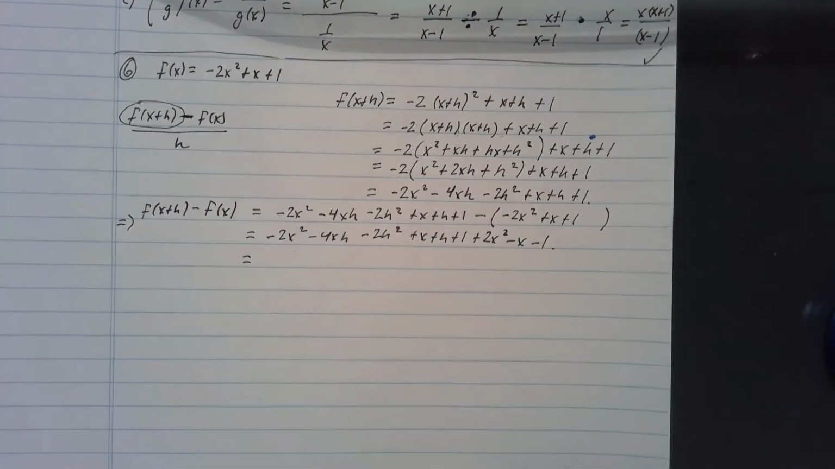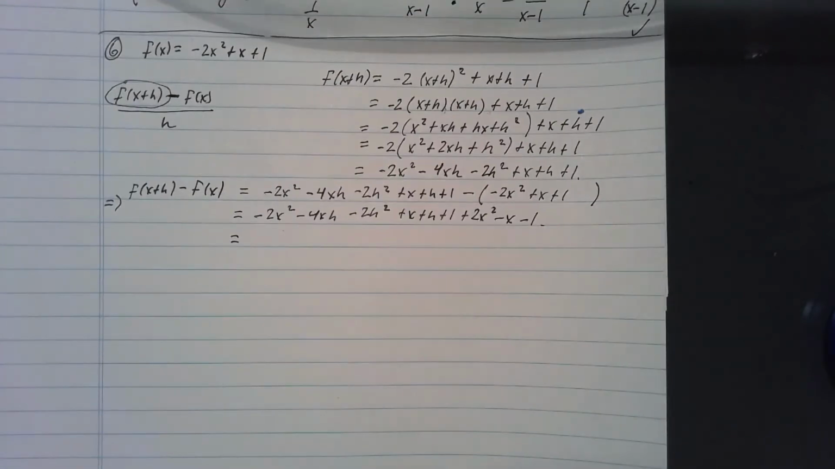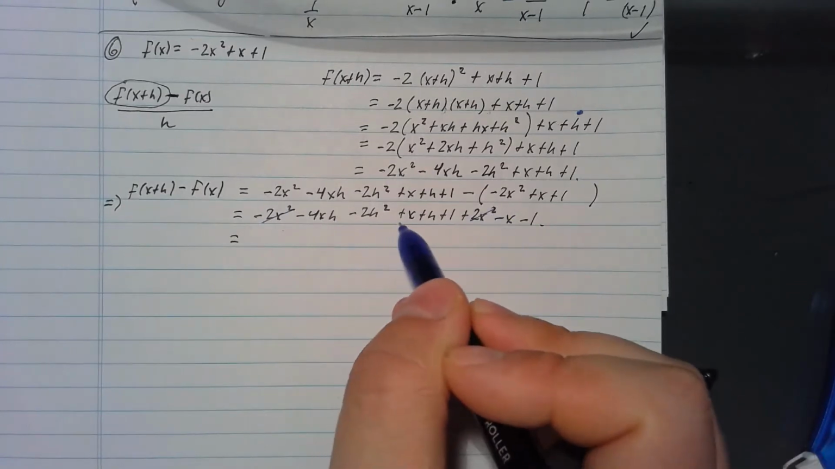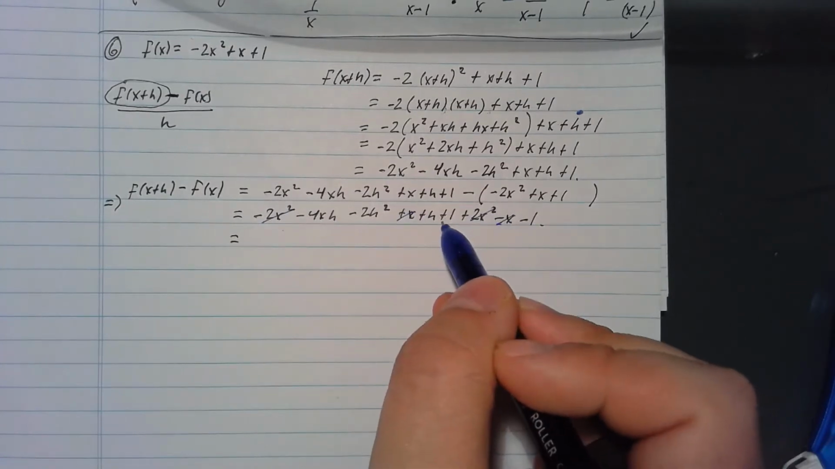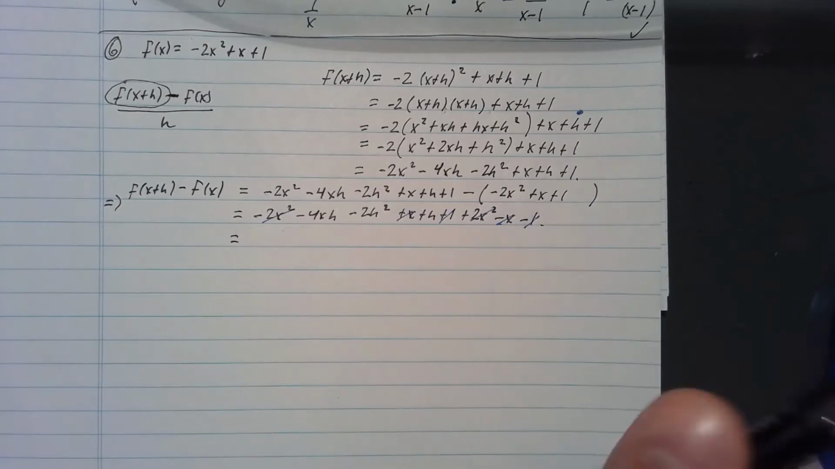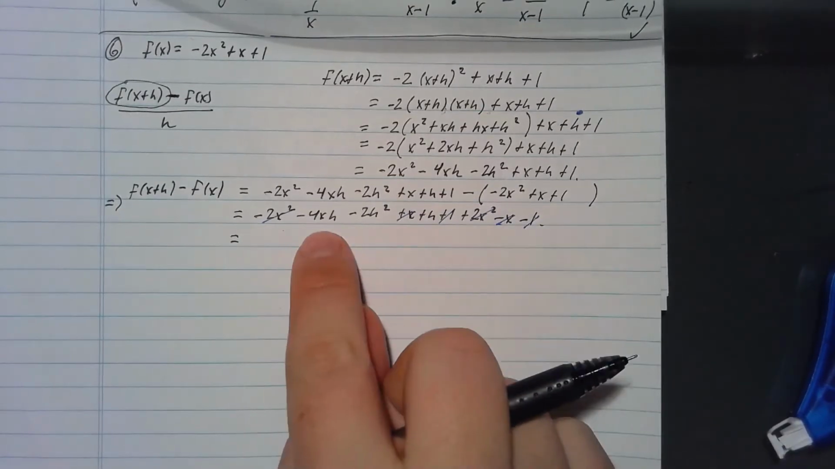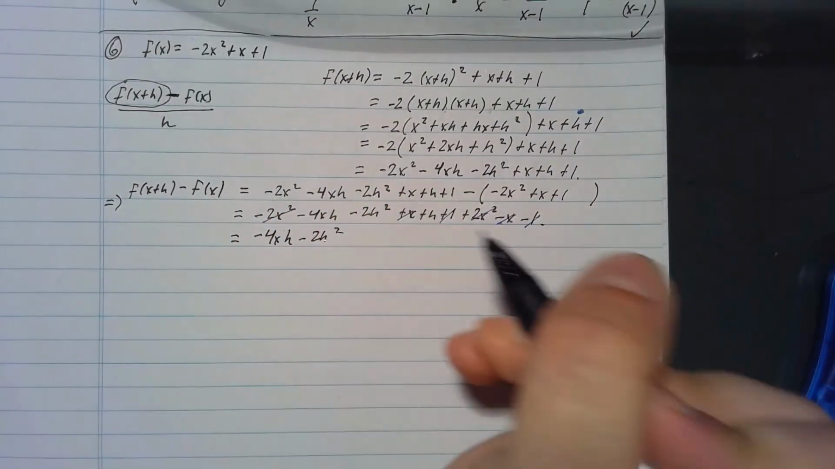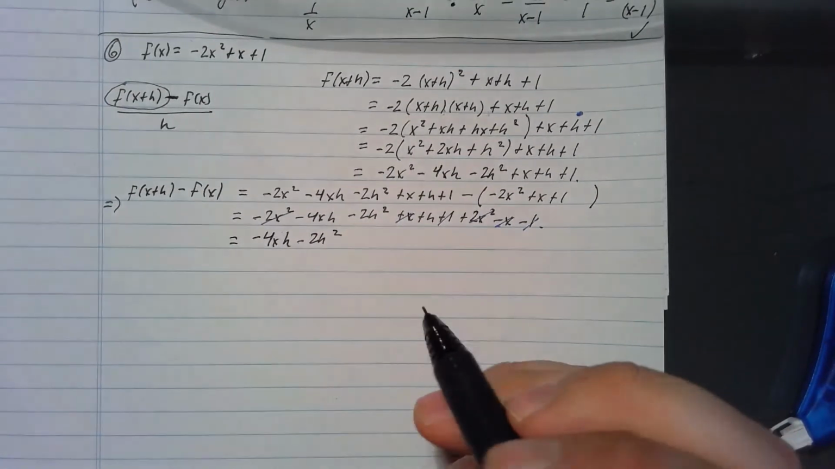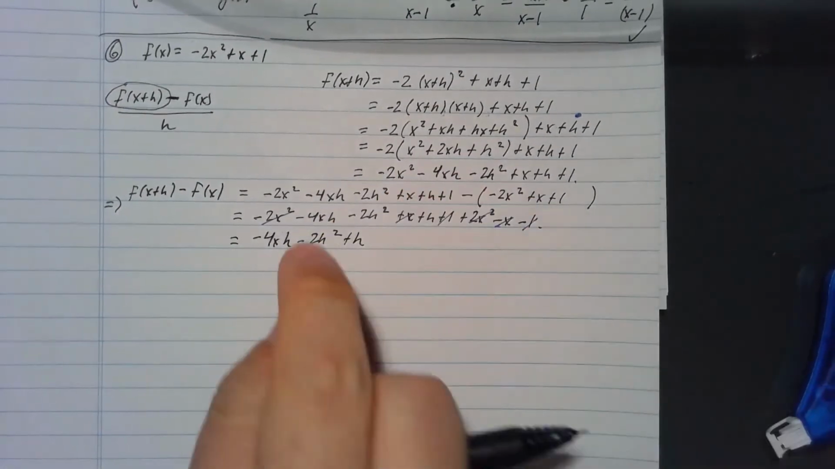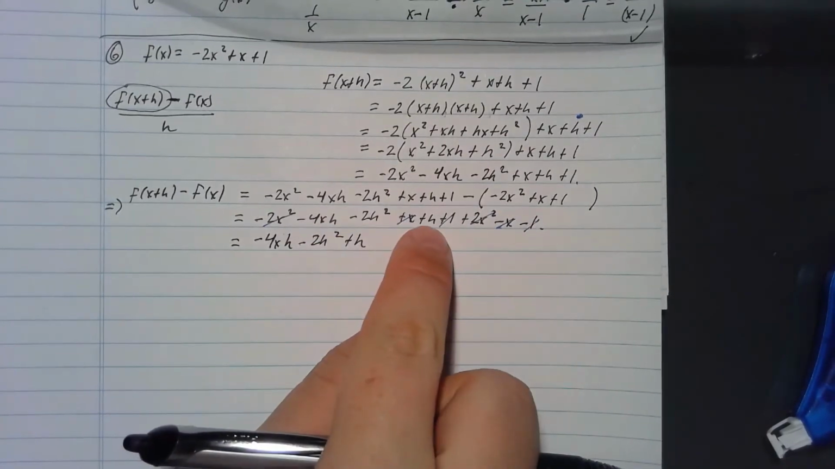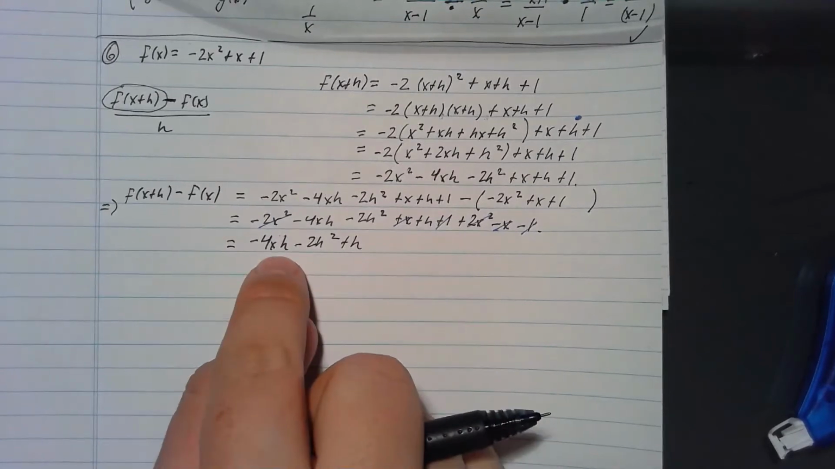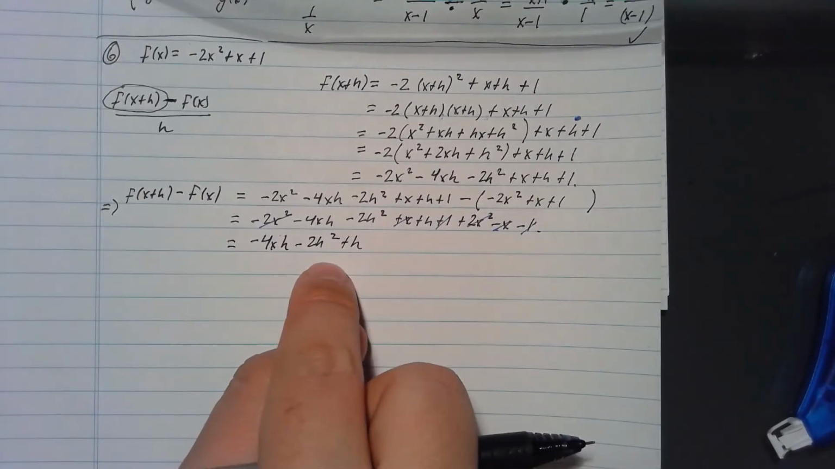Now here's where the magic happens, or here's where some stuff cancels out. All right, the minus 2x squared and the positive 2x squared, they cancel. The plus x and minus x, they cancel. The plus 1 and minus 1, they cancel. So I'm left with minus 4xh minus 2h squared plus h, and I think that's it. Yeah, this one, and this one. Everything else cancels out. So that's what the numerator of the difference quotient is. Minus 4xh minus 2h squared plus h.